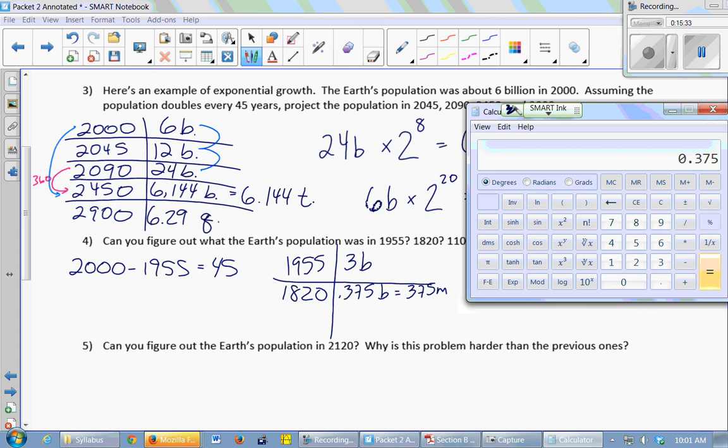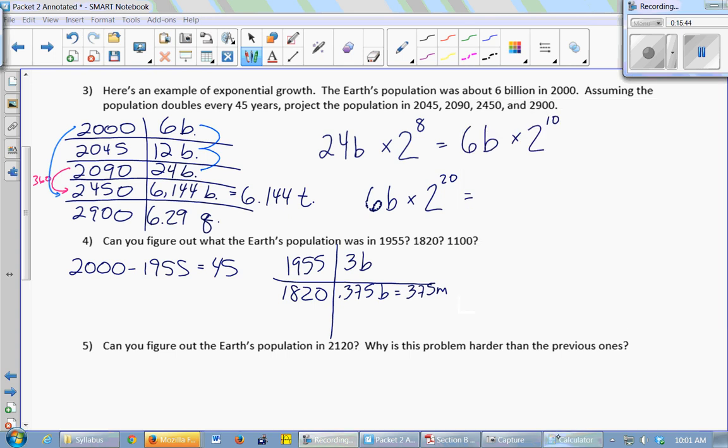So the last one you divided by 4. I divided by 2 four times. So I started with 6 billion, right? And I divided by 2 four times, so 2 to the 4th. Divided by 2 to the 4th. Dividing by 2, I'm going backwards, which means divide.